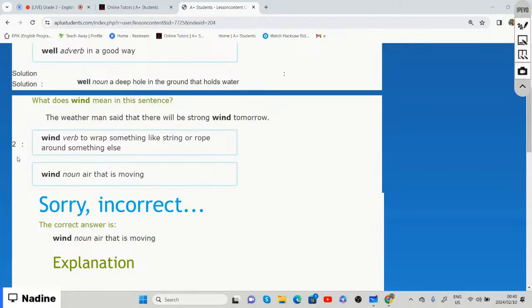So now if we look at the two definitions, the first definition says wind, right? It is to wrap something like string or rope around something else. Or the second definition is wind, which is air that is moving or air that is blowing. So which definition, definition one or definition two, matches the weatherman said that there will be a strong wind tomorrow?